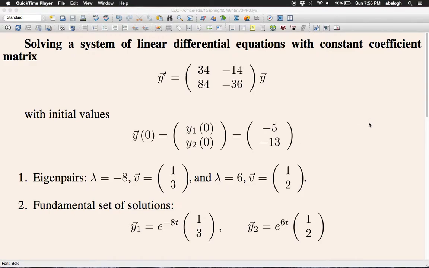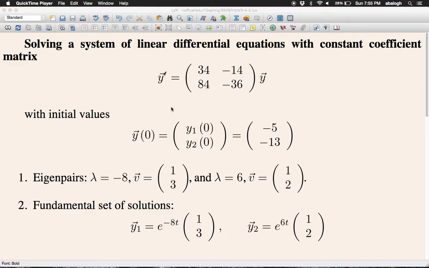Here's how we solve a system of linear differential equations with constant coefficient matrix. Here is the differential equation: y prime equals the matrix times y vector. And the initial values are given: -5, -13 for the two components of the vector valued function y.